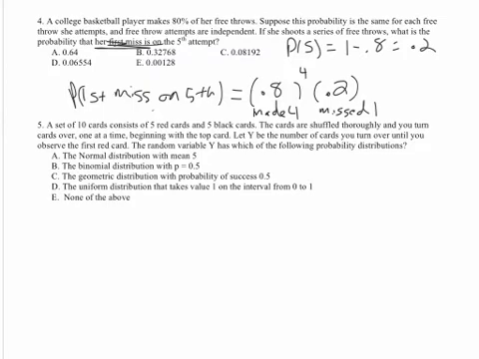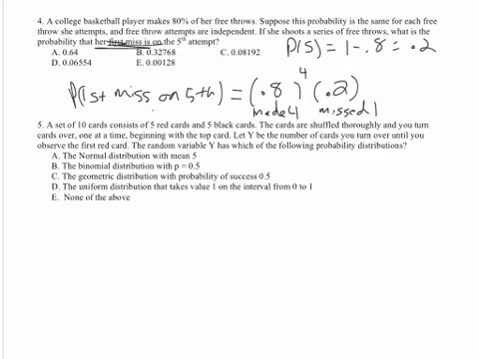Number 5, a set of 10 cards consists of 5 red cards and 5 black cards. The cards are shuffled thoroughly, and you turn cards over one at a time, beginning with the top card. Let Y be the number of cards you turn over until you observe the first red card. The random variable Y has which of the following probability distributions?